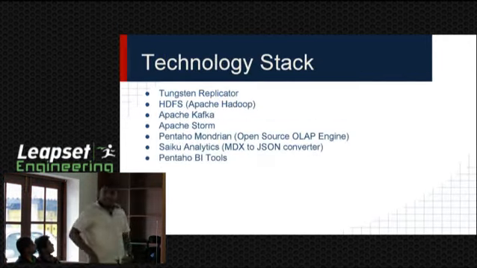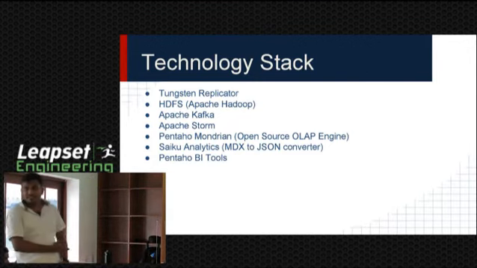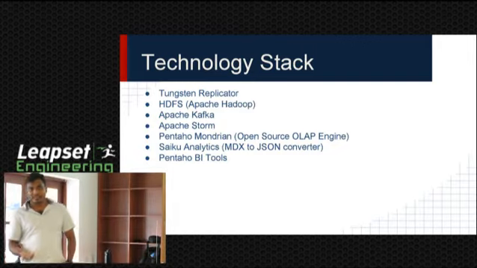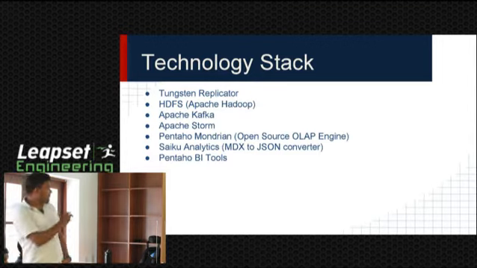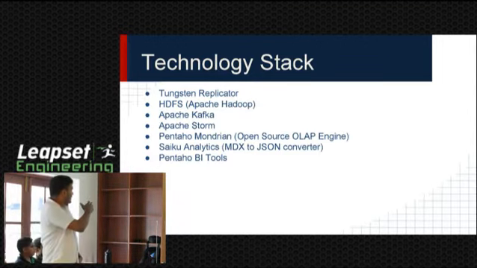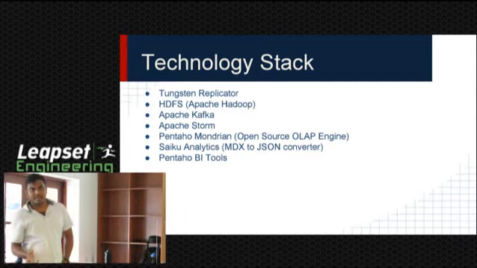So these are the technologies that we are using. Tungsten replicator, HDFS. Even though I put the HDFS there, we are using Hive, HBase and all other technologies as well. Here we are mentioning only the HDFS. Apache Kafka and Apache Storm. Of course, in data mart we are using current production.